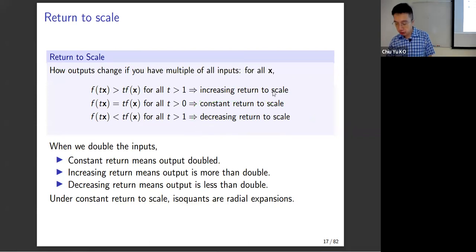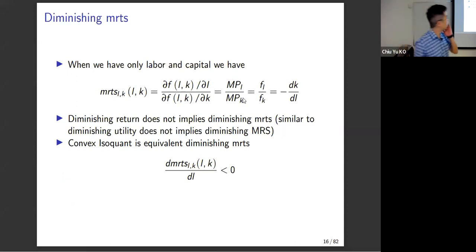So, decreasing returns to scale. One thing I want to mention is that this is where often we have diminishing returns to scale, and I want to tell you that there is diminishing MRTS, which often we assume, is not the same thing, okay? Because you have often seen that we require this diminishing MRTS, which is a concave, right, in order for the solution to work. So it's not sufficient, okay? That is what I want to say.